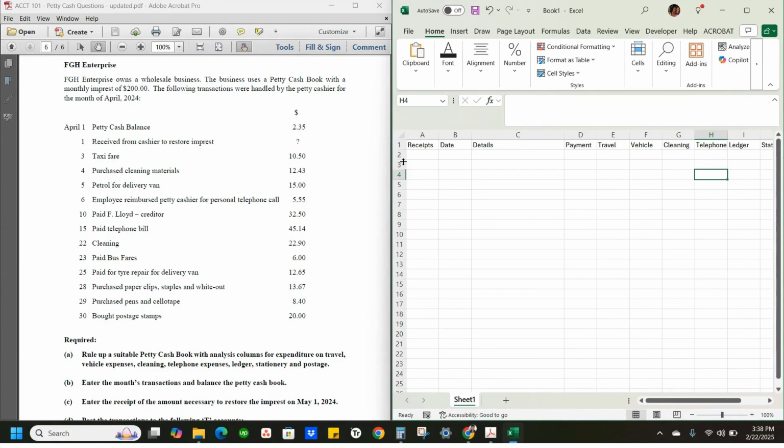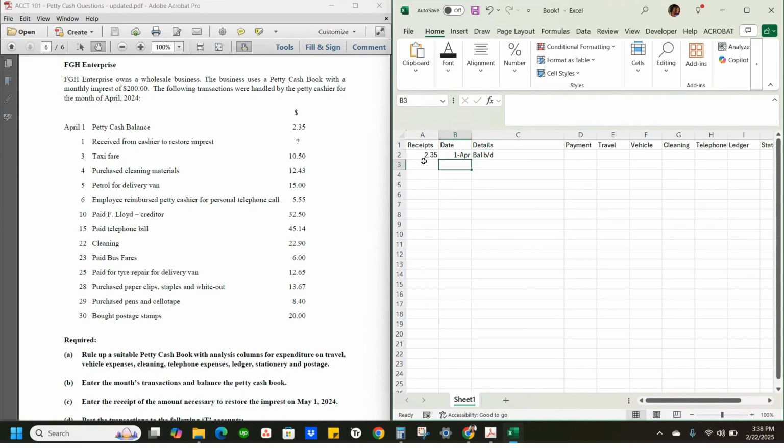Now we can go ahead and start completing the transactions by entering them into our petty cash book. So the first thing, again, we must remember is that because this is the imprest system and they always start with $200 at the beginning of the month, we need to ensure that that's what we're starting with as well. So therefore, on April 1, we see here that we have a petty cash balance of $235. Right? So let's enter that first. And this was on April 1. Note that this is our balance brought down from March.